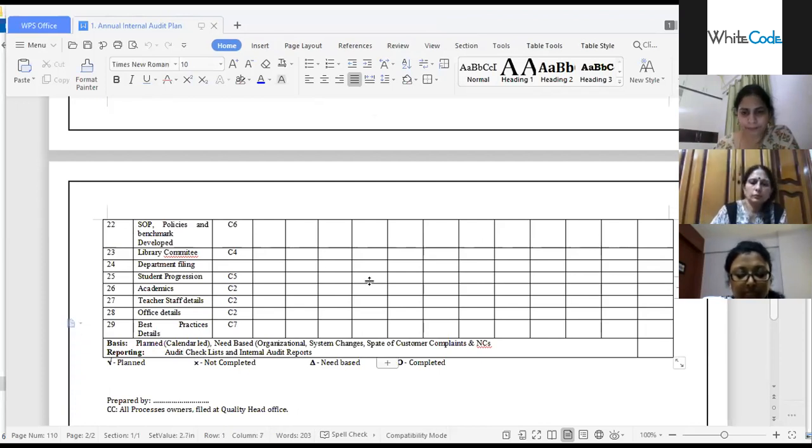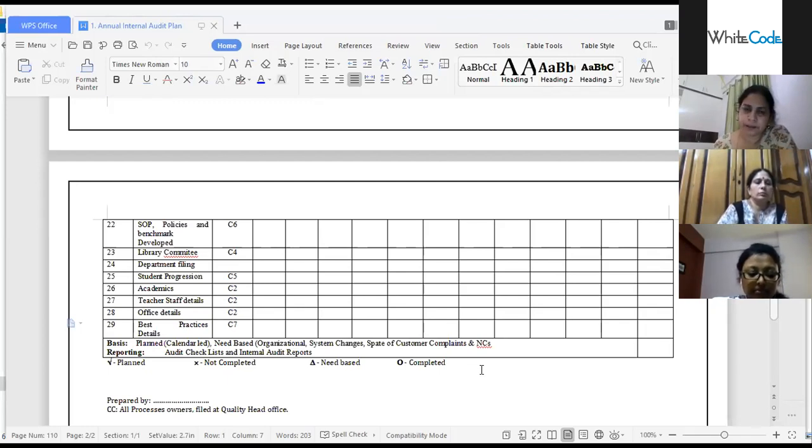Along with it, a date will also come. When they are doing it, like say in the month of January I have planned one thing, then I have to take the concern of the process owner about when that person is free in January. Whenever the person is free, when you complete it, just put the date and O and your small signature that you have completed on this date in that month.